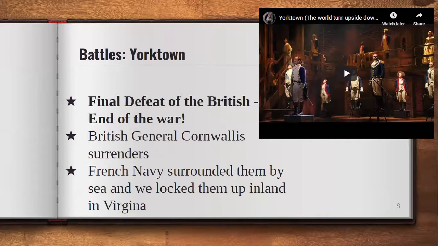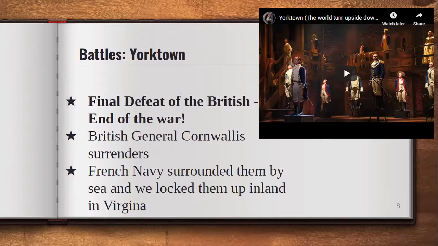Okay, the British General Cornwallis ends up surrendering, and the French Navy surrounds them by sea, and we locked them up inland in Virginia. And so they couldn't get out. They couldn't back up onto land further because we blocked them out. And then the French Navy was floating around in the water, so they couldn't escape that way. So they were basically kind of stuck there.